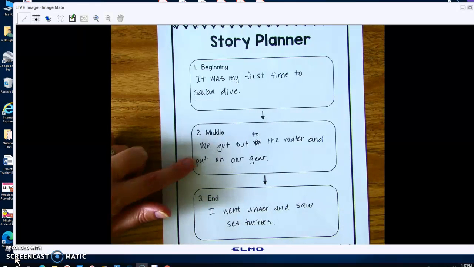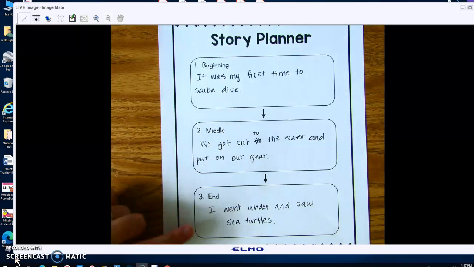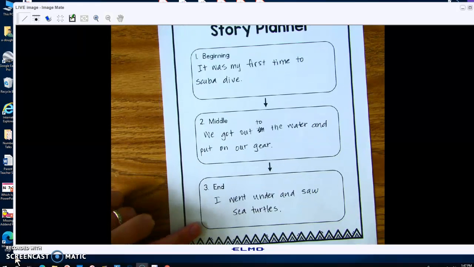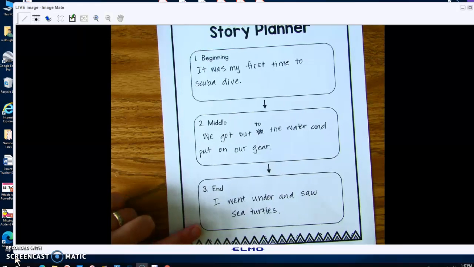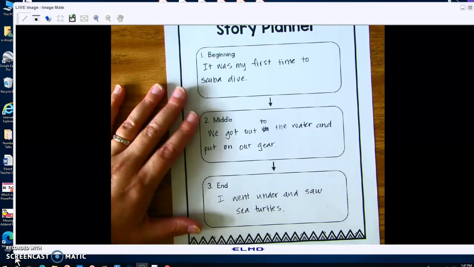So I said on my beginning of my story, it was my first time to scuba dive. And then in the middle of my story, we got out to the water and put on our gear. And then the end of the story, I went under and saw sea turtles. Okay, this is my story that I'm going to write that I did. This is a real story that happened to me.